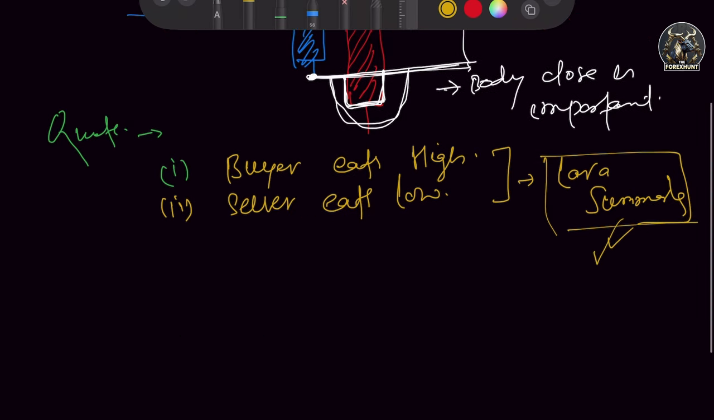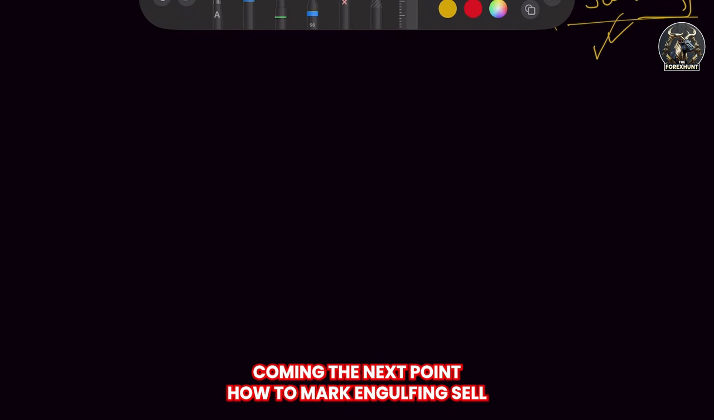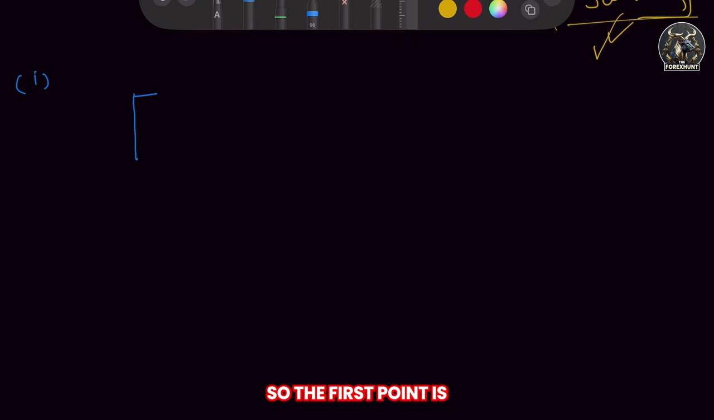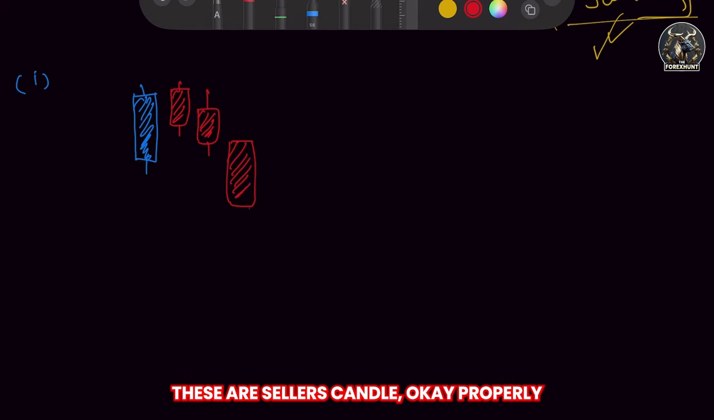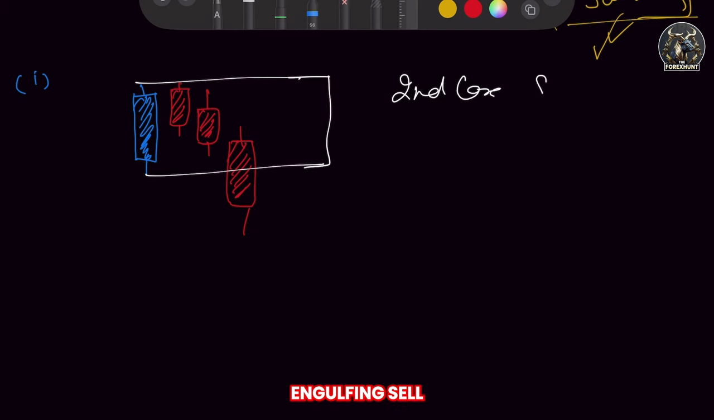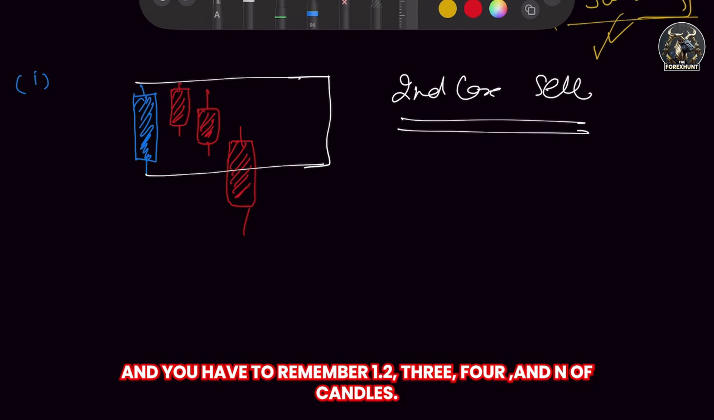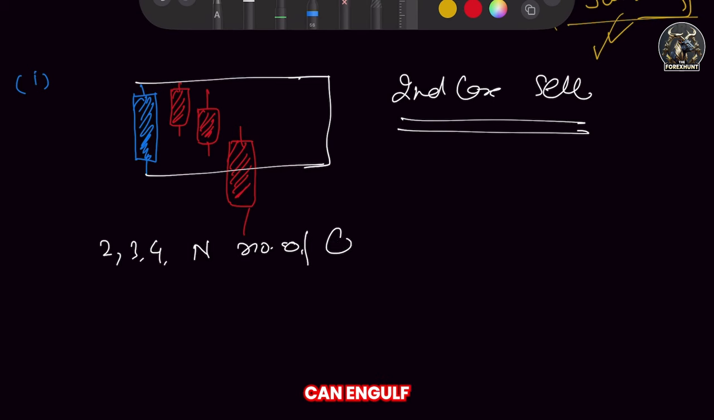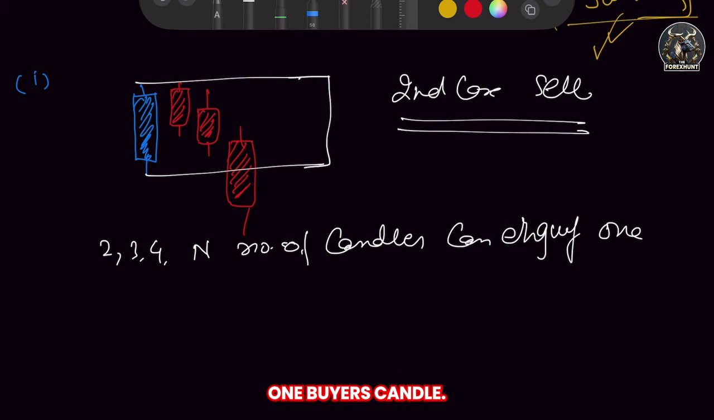So coming to the next point, how to mark engulfing sell. The first point is, this is a buyer's candle, and 1, 2, 3, these are seller's candles. Okay, properly, and you mark like this. So this is the second case of engulfing sell. And you have to remember one point: 2, 3, 4, n number of candles can engulf one buyer's candle.